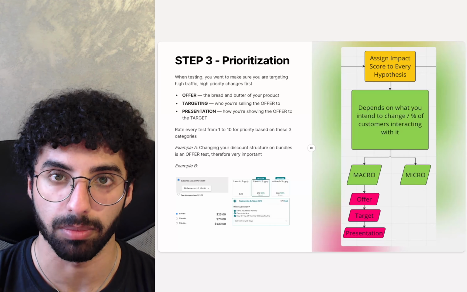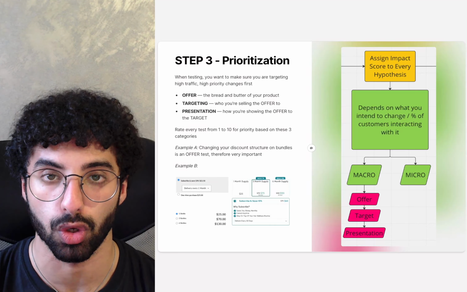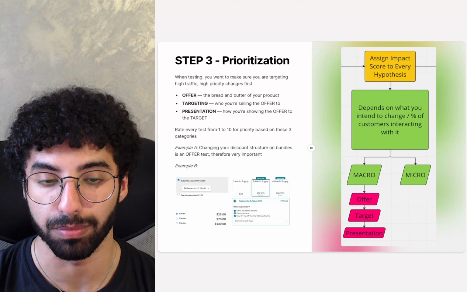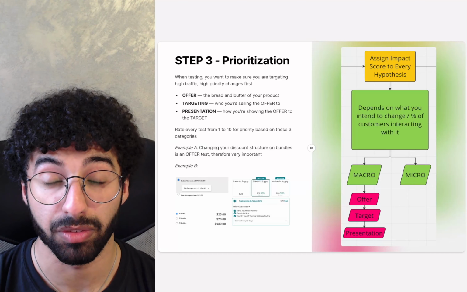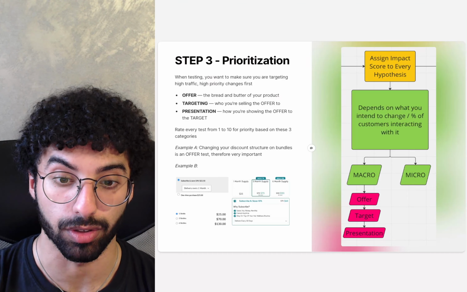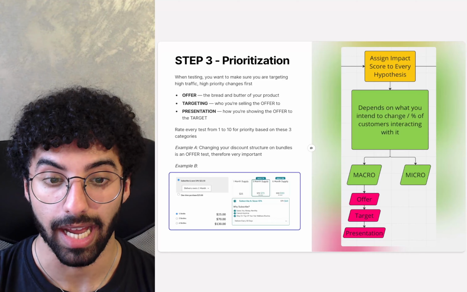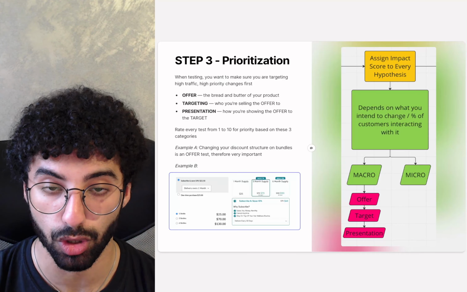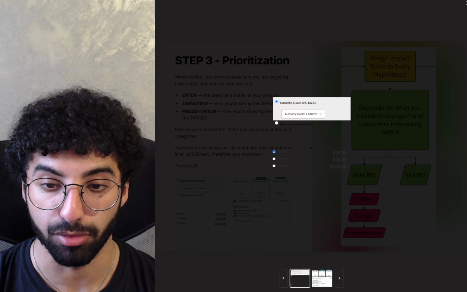So if you're selling your product in bundles and you have discounts on the bundles on a higher volume of purchase on a bigger cart, if you change those discounts, that's an offer test. So therefore it's very important. And here we have also a second case, an example B of another test we've actually ran for our client.